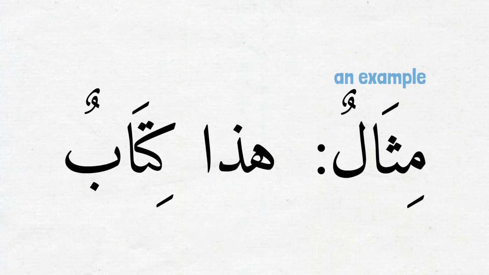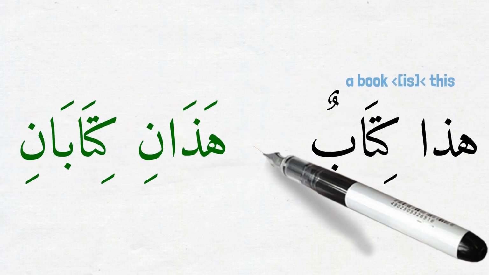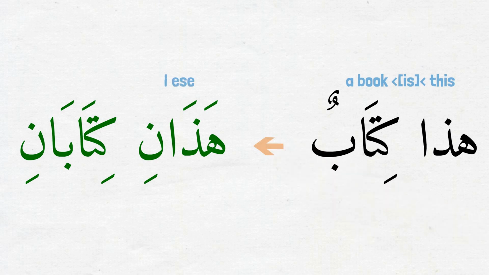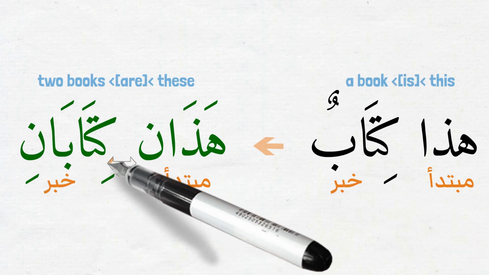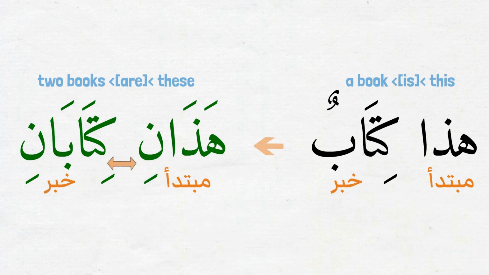Mithal, the example is هذا كتاب. This is a book. The new sentence with muthanna ism will be هذان كتابان. These are 2 books. So here the mubtada هذا became هذان in dual. And the khabar kitabun turned into kitabani to comply with the mubtada in count.